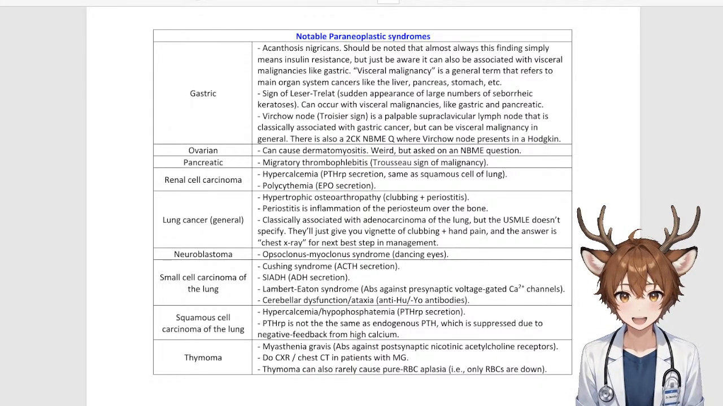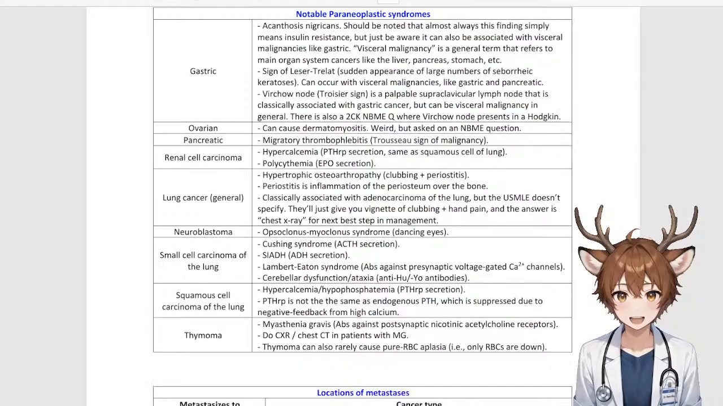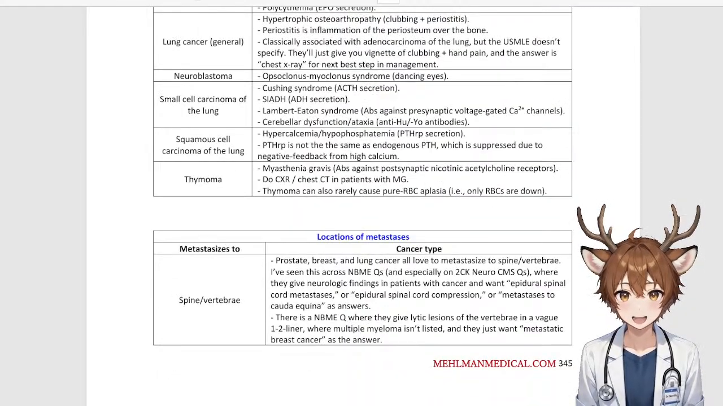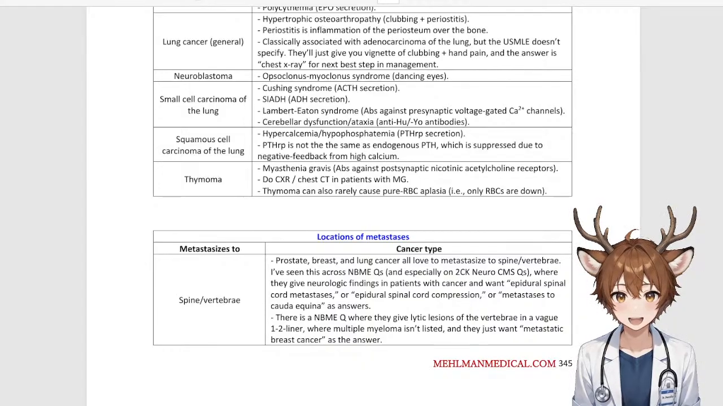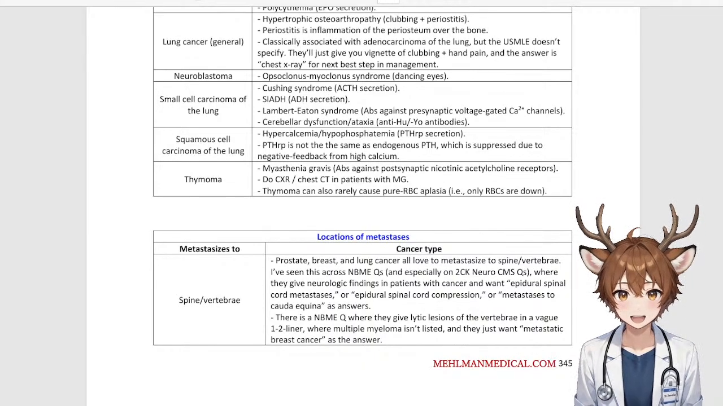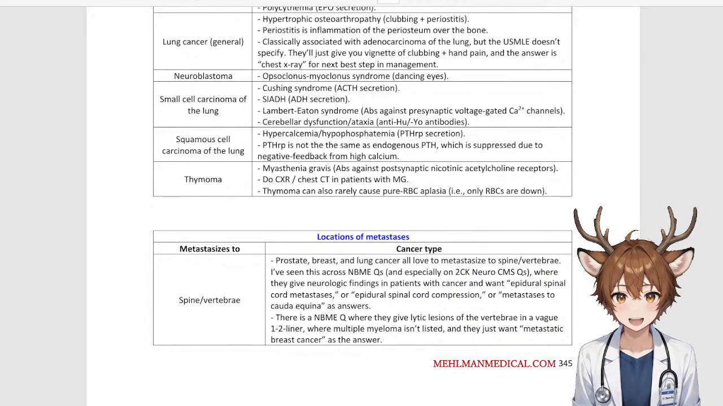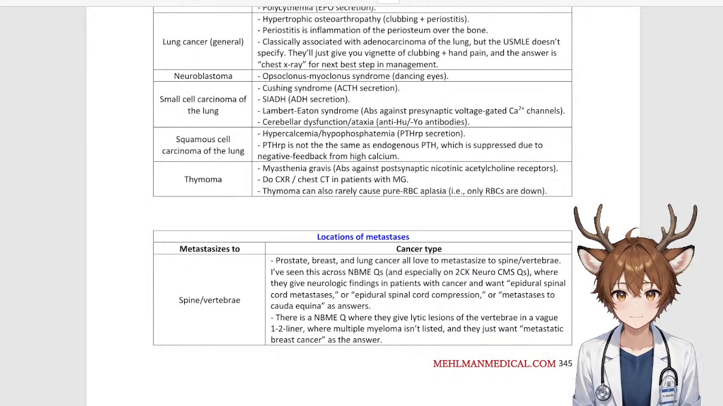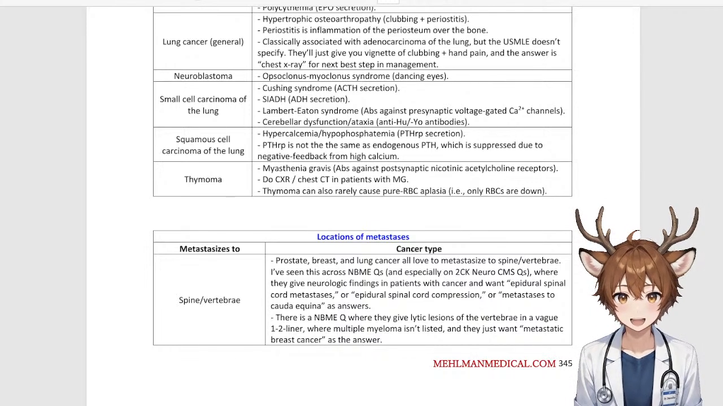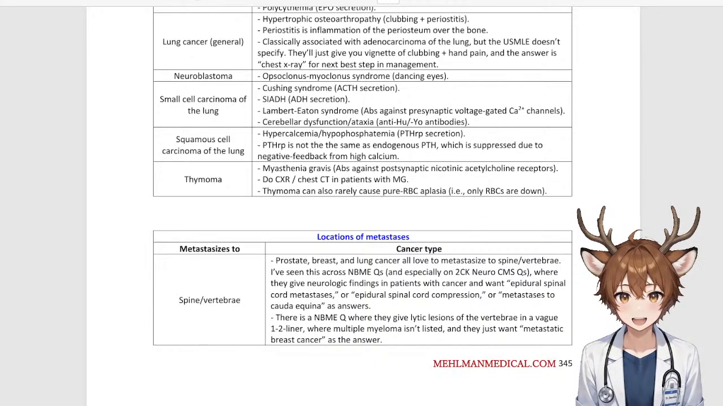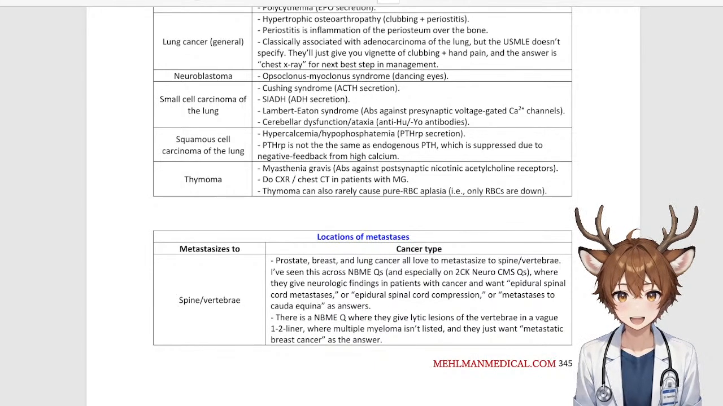Small cell carcinoma of the lung, Cushing syndrome, ACTH secretion, SIADH, ADH secretion. Lambert-Eaton syndrome, antibodies against presynaptic voltage-gated calcium channels, cerebellar dysfunction/ataxia, anti-Hu/Yo antibodies. Okay, squamous cell carcinoma of the lung, hypercalcemia/hypophosphatemia, PTHrP secretion. PTHrP, again that's parathyroid hormone-related protein, is not the same as the endogenous PTH, which is suppressed due to the negative feedback loop from high calcium.